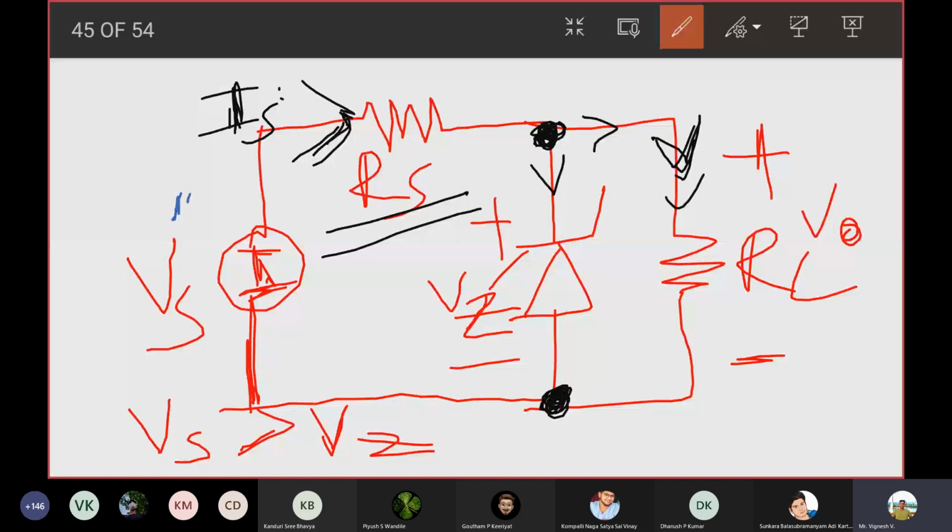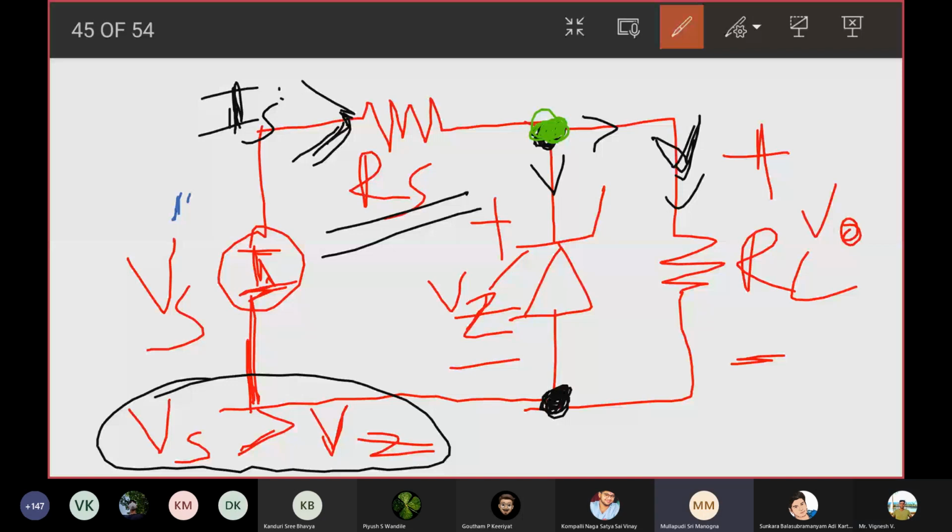How would you check if it is in breakdown condition? Can anyone tell me how to check if it is in breakdown condition? Earlier you used Vs greater than Vz. Now what condition will you use? How will you check the voltage at this node? So we can do current through RL into RL, as they're in parallel.